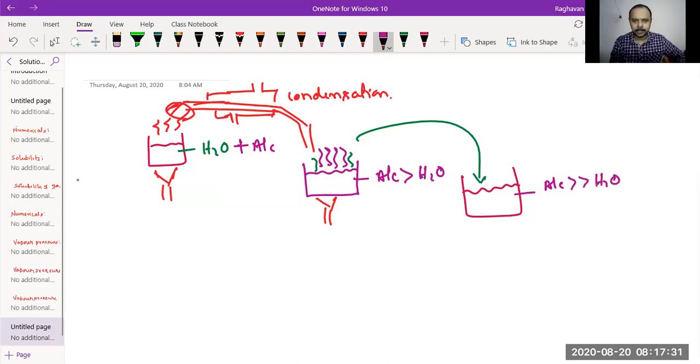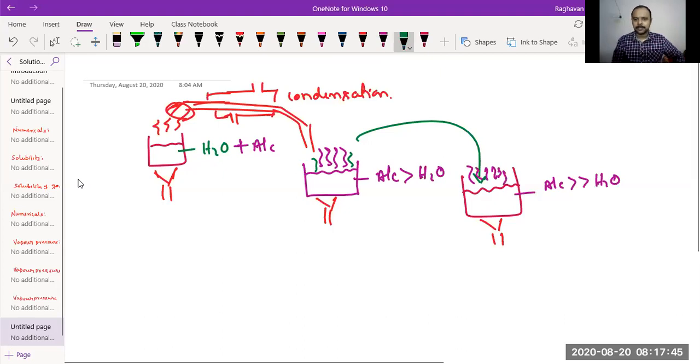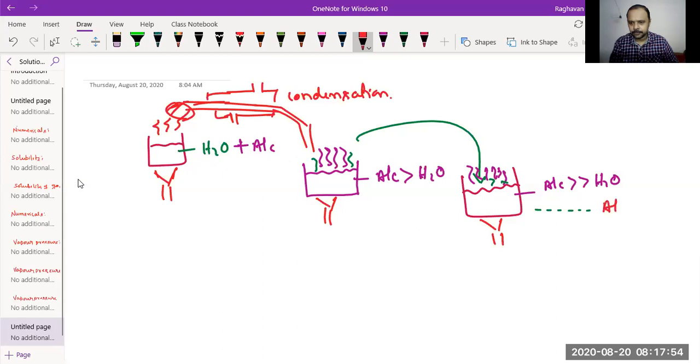Now I'm going to boil this again. The process continues. Again, there will be much more alcohol vapors and the water vapor will be little. Like this, the process continues. So now the question is, at the end, what will happen? What do I get as the mixture at the end?